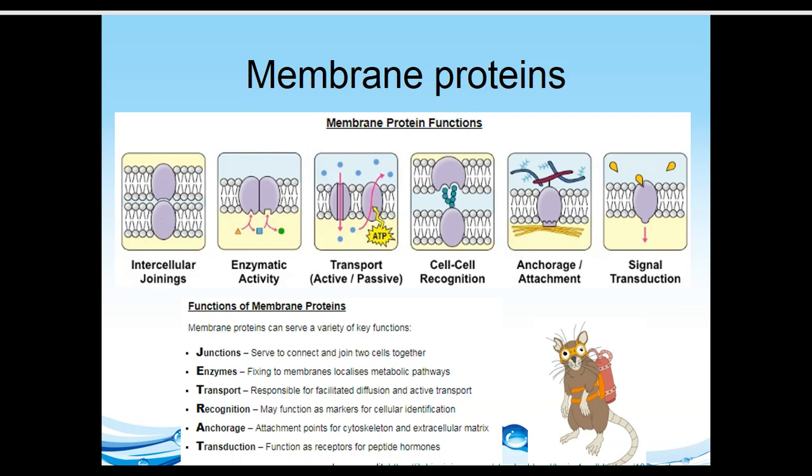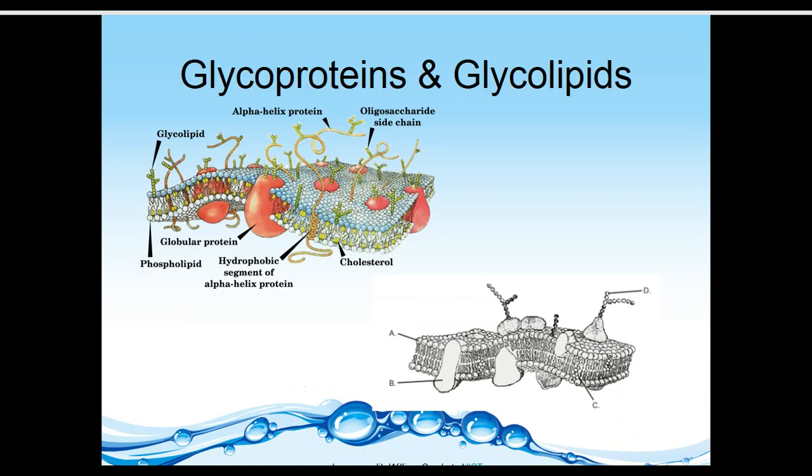Luckily, there's a mnemonic device. So if you can remember JET-RAT, these are the 6 functions of membrane proteins. This is entirely stolen from a website called BioNinja. If you haven't visited BioNinja yet, you definitely should. It's pretty amazing. All right, so quick clarification on some of our proteins.